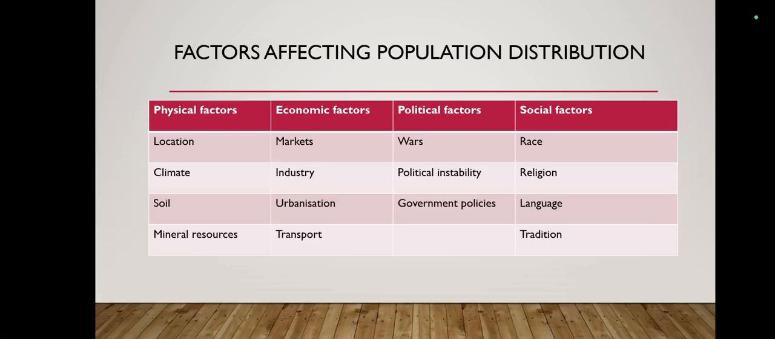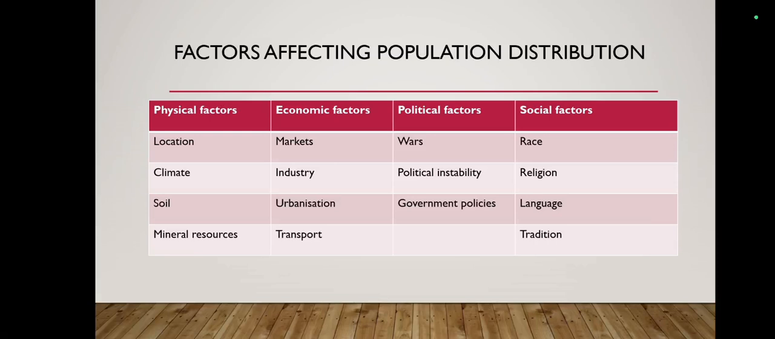Physical factors. In that, first is location. Location with favorable climate will tend to be more densely populated than the regions with unfavorable climates. So location with favorable climate tend to be more densely populated as food can be produced and it provides a more comfortable environment to live in there.